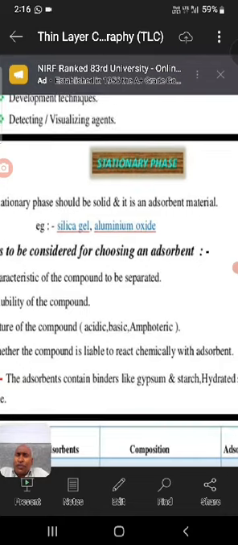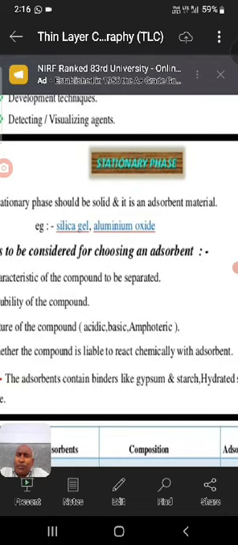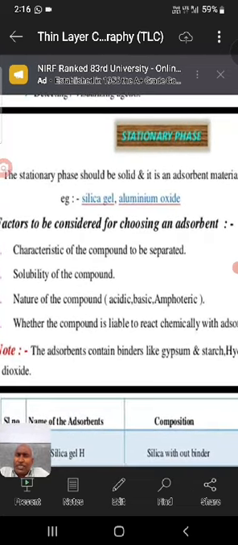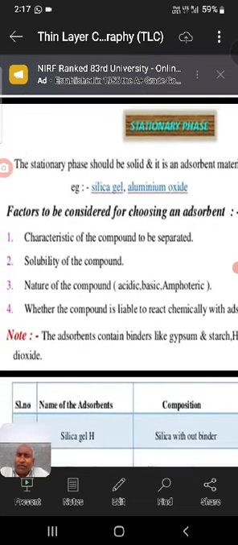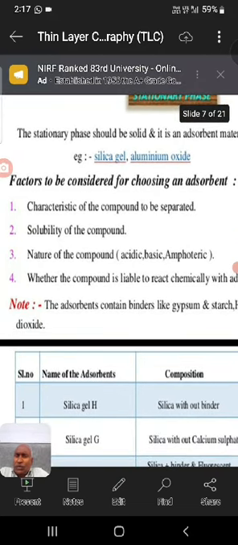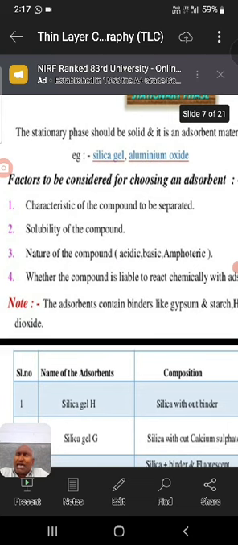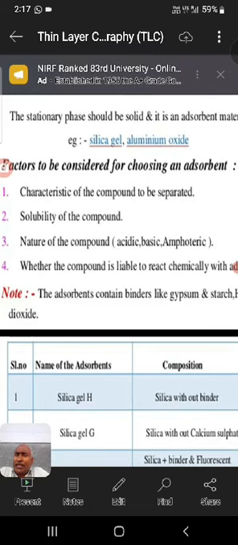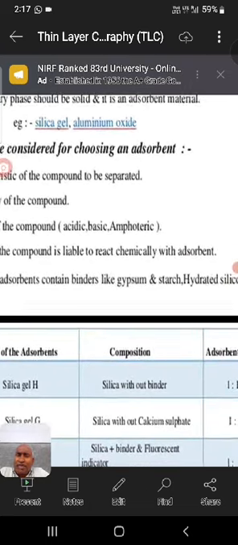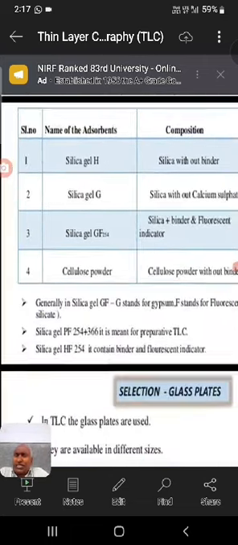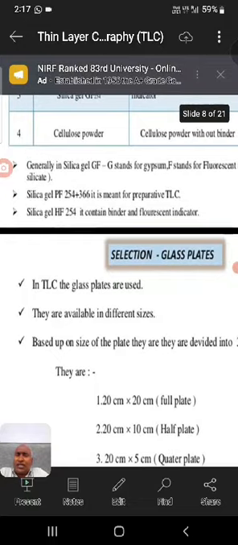The stationary phase should be solid. It is an adsorbent material, silica gel or aluminum oxide. Factors to be considered for choosing the adsorbent: first, characteristics of the compound to be separated. Second, solubility of the compounds. Third, nature of the compounds, such as acidic, basic, or amphoteric. Also consider whether the compound is liable to react chemically with the adsorbent. Okay, this is just the basic information about TLC.